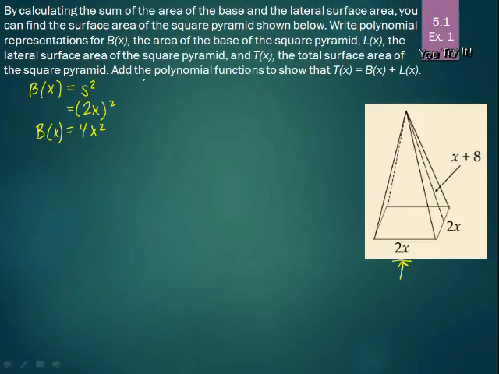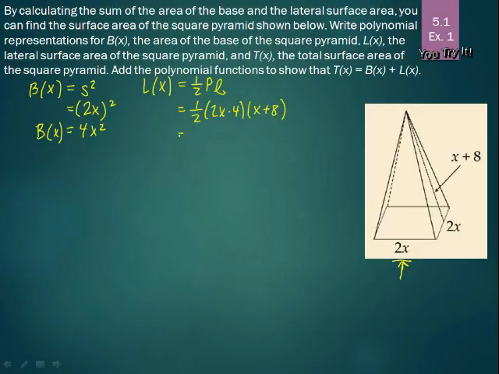And then to find the lateral surface area, that's L of x. The lateral surface area of a square pyramid, or a pyramid in general, is 1/2 times the perimeter of the base times the slant height. So we have 1/2, and then the perimeter of the base. Each side is 2x, so it's 2x times 4, or 2x plus 2x plus 2x plus 2x. And then times the slant height, which it gives us there, is x plus 8.